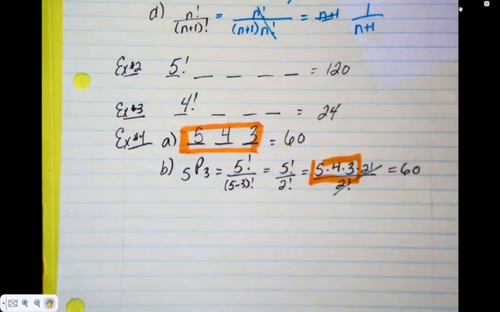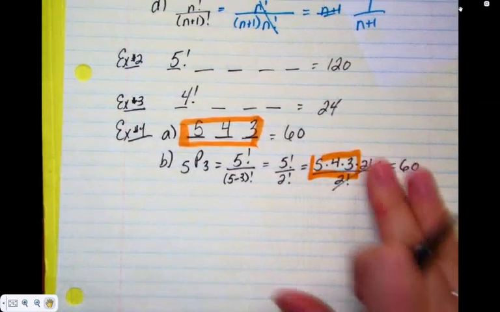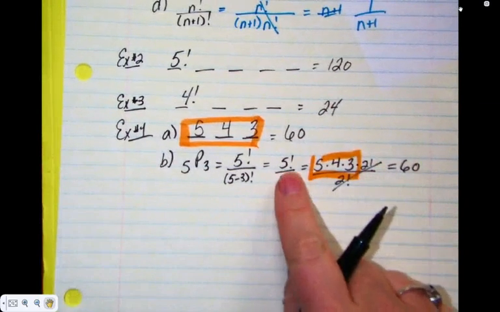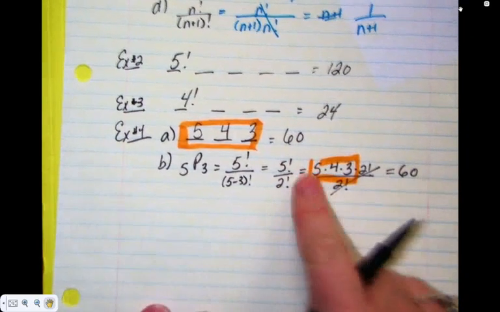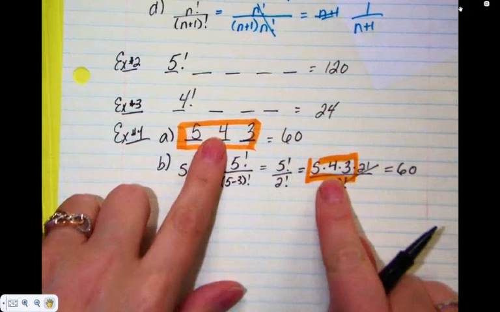Blanks, formula, completely your choice. My brain works in blanks because I like things to be linear. If you like the formula, use the formula. You don't actually need to simplify this way if your brain just knows already 5 factorial is 120 divided by 2 factorial, which is 2. 120 divided by 2 is 60. So you don't need to show this step. I was just showing you that they're exactly the same.